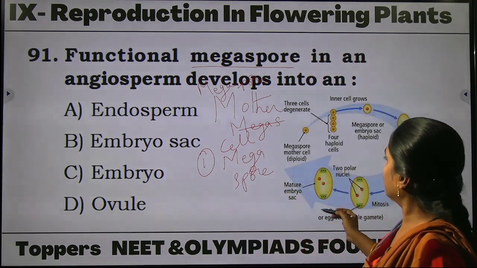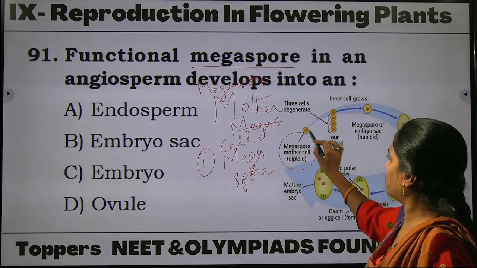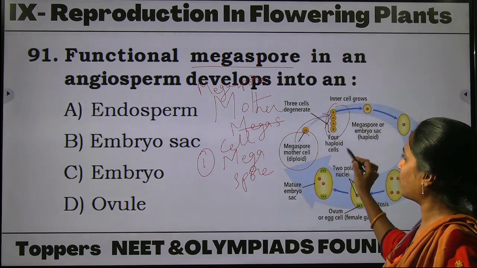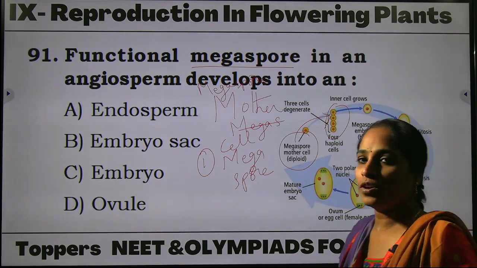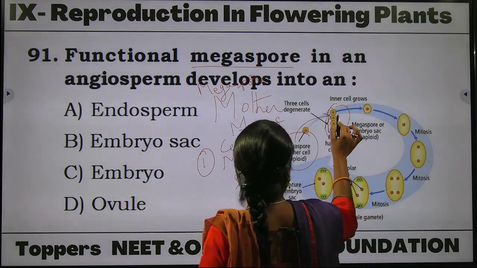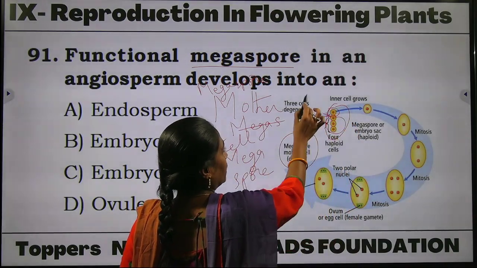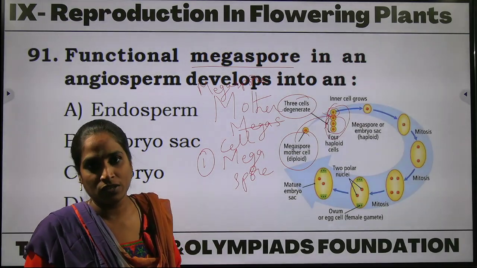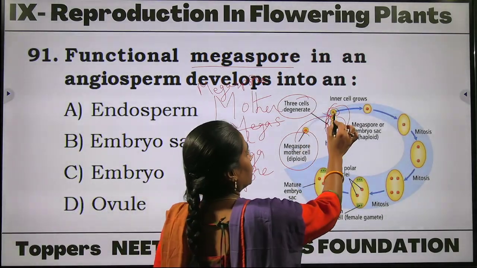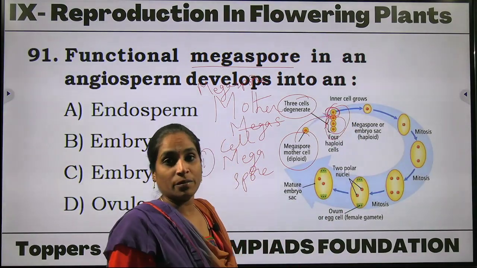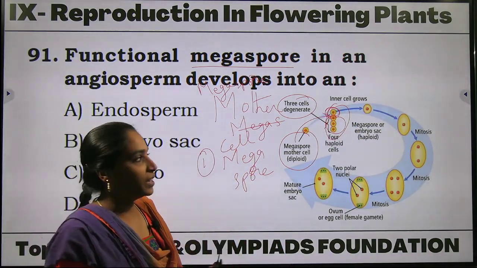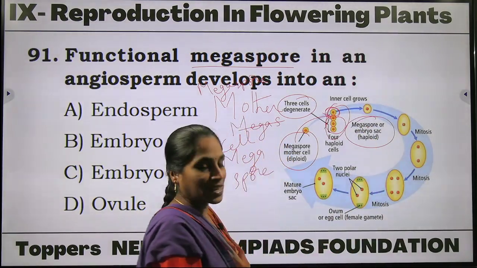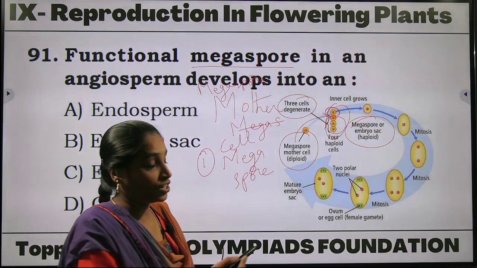Here the megaspore mother cell is in a diploid condition, so it will be dividing into 4 haploid cells. Out of 4 haploid cells, 1 will be left over and the remaining 3 will be degenerating. Why do they degenerate? Those are the non-functional ones. So which is left over? That megaspore cell will be the functional megaspore. So that functional megaspore develops into the embryo sac. The embryo sac is ready to form, yet not formed at this stage.